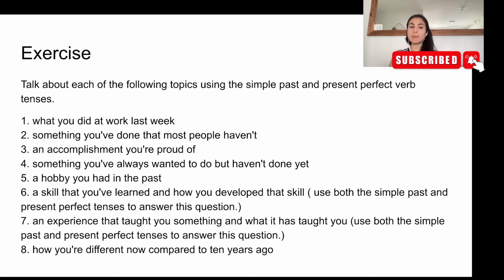Number 7, an experience that taught you something and what it has taught you. Again, we're going to use the present perfect at the beginning because we're talking about an experience. It's something that we've experienced, and it still carries through to the present because it's taught me something and it's still with me. And what it has taught you, this lesson that it taught you, we're going to use the simple past for it.